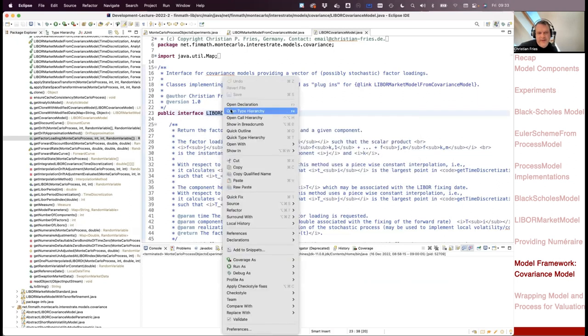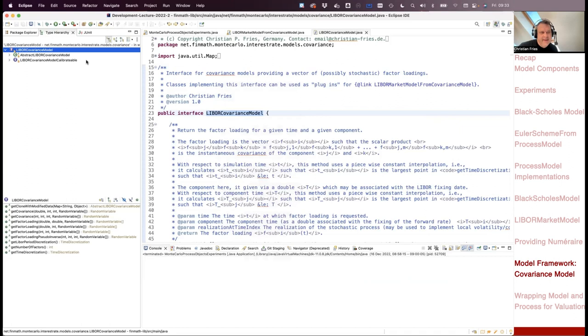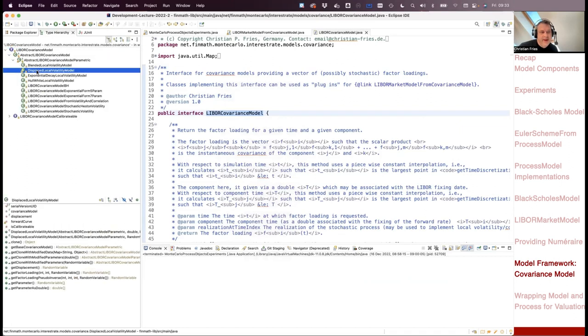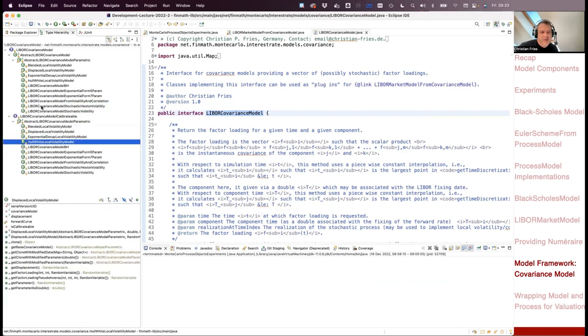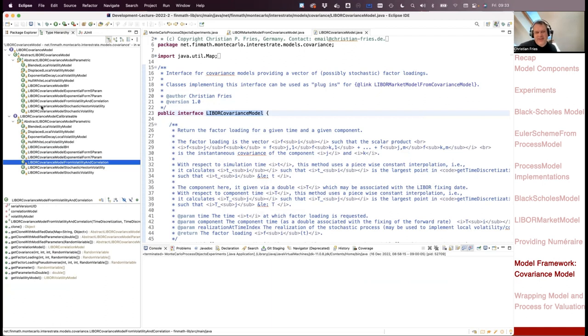So if I open here the type hierarchy, you see there are some implementations. Our displaced log normal model, for example, also a stochastic volatility model, where the covariance is becoming stochastic using a Heston model. It may also be of interest, there is this nice little thing that builds the covariance out of a specification of a volatility and correlation.